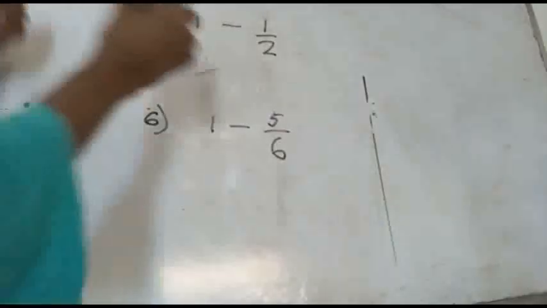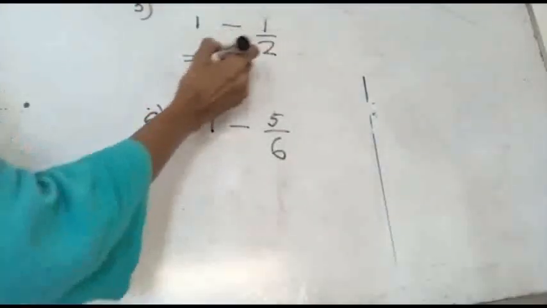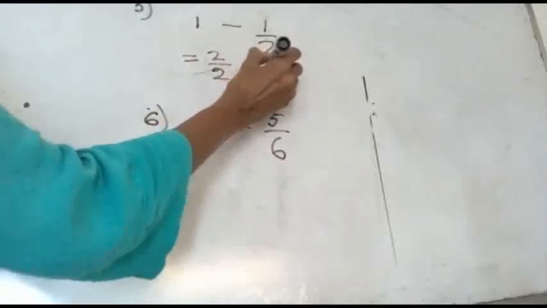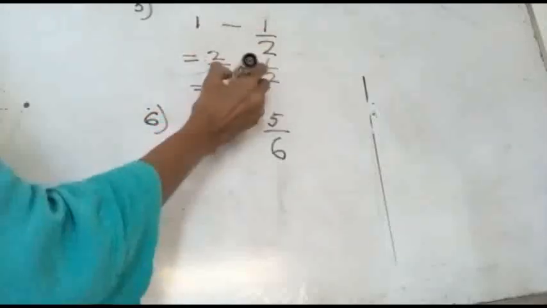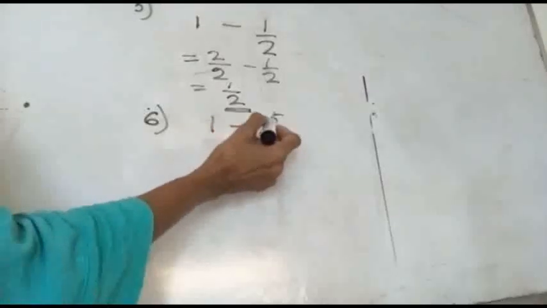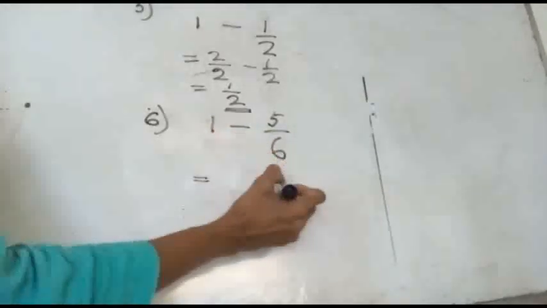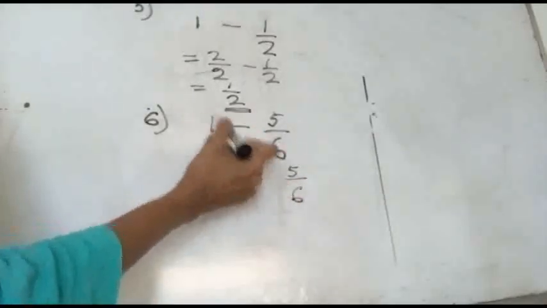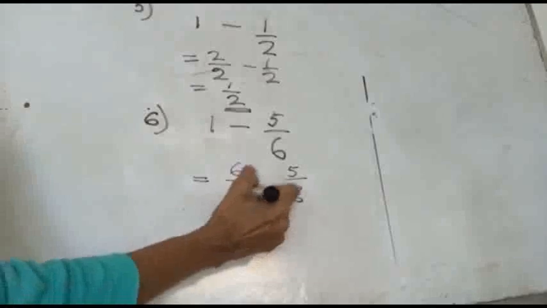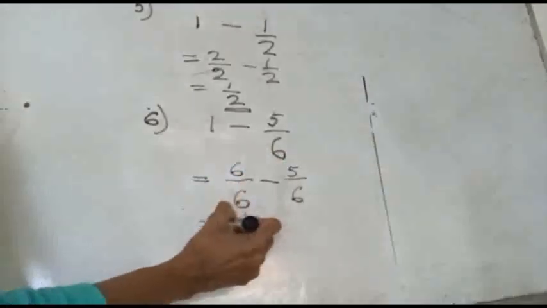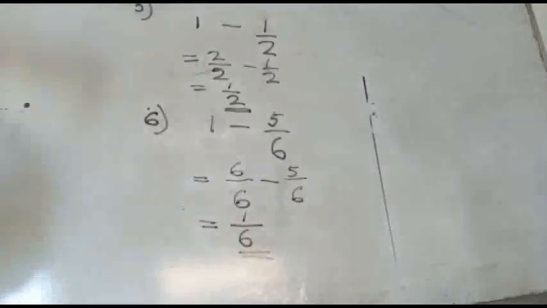1 subtract half. Here denominator is 2. We write 1 is equal to 2 over 2. Subtract 1 over 2. 2 subtract 1 is equal to 1. 1 over 2. Here 1 subtract 5 over 6. Here denominator is 6. Then we write 1 is equal to 6 over 6. Subtract 5 over 6. 6 subtract 5 is equal to 1. 1 over 6 is the answer.